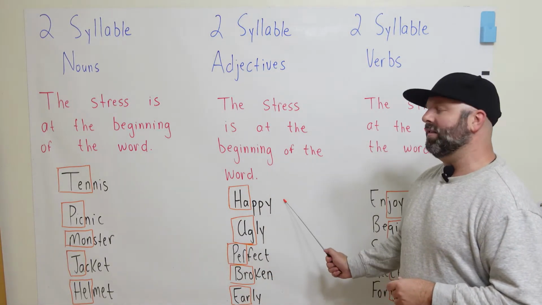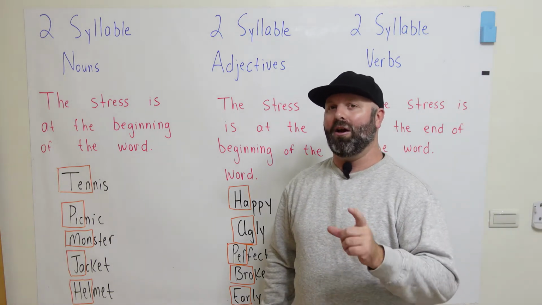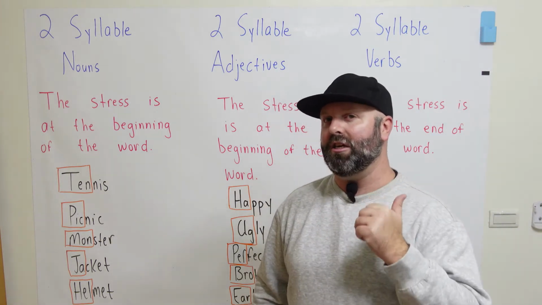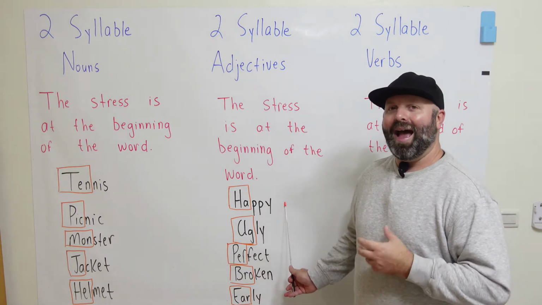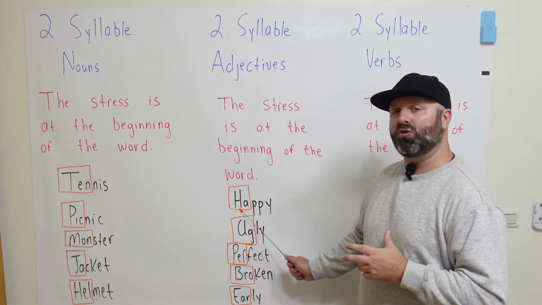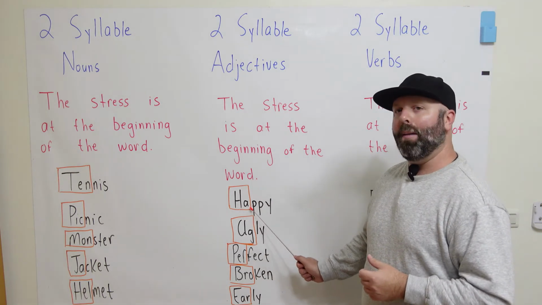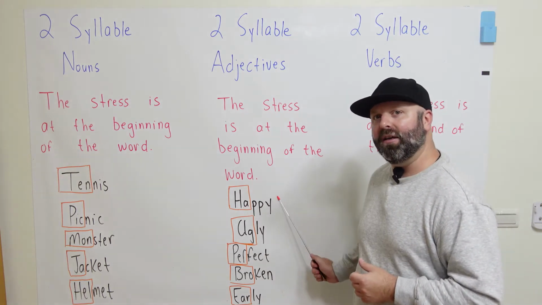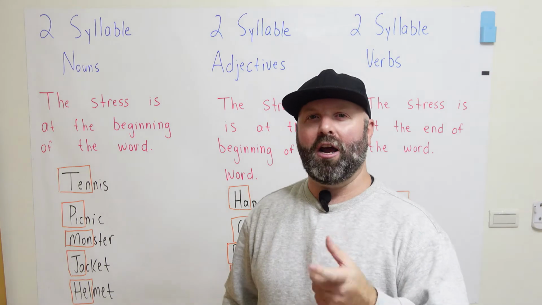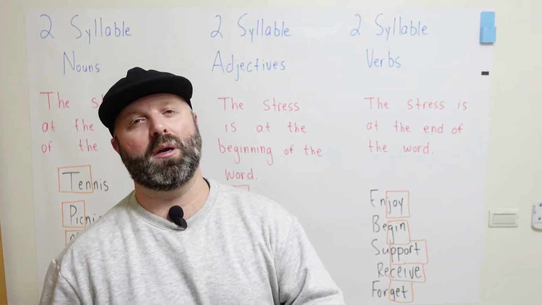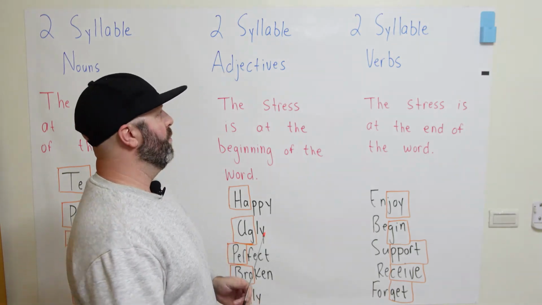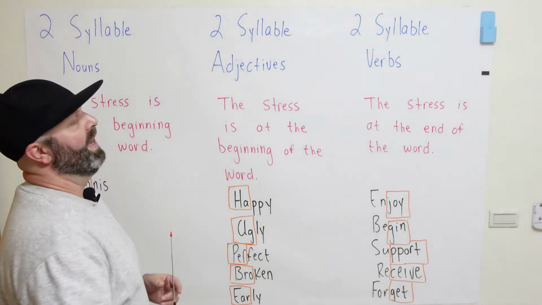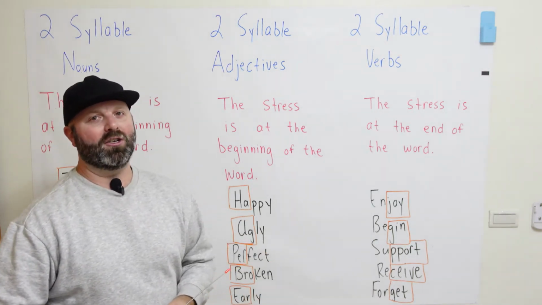I'm going to give you an example of how to pronounce it correctly and how to pronounce it incorrectly so you can hear the difference, okay? Happy. Happy, okay? So that's with the stress at the beginning of the word. Happy. Happy, okay? So you can hear how my voice changes, how my voice goes up at the second part of the word. And that is the incorrect way to pronounce both two-syllable nouns and two-syllable adjectives.